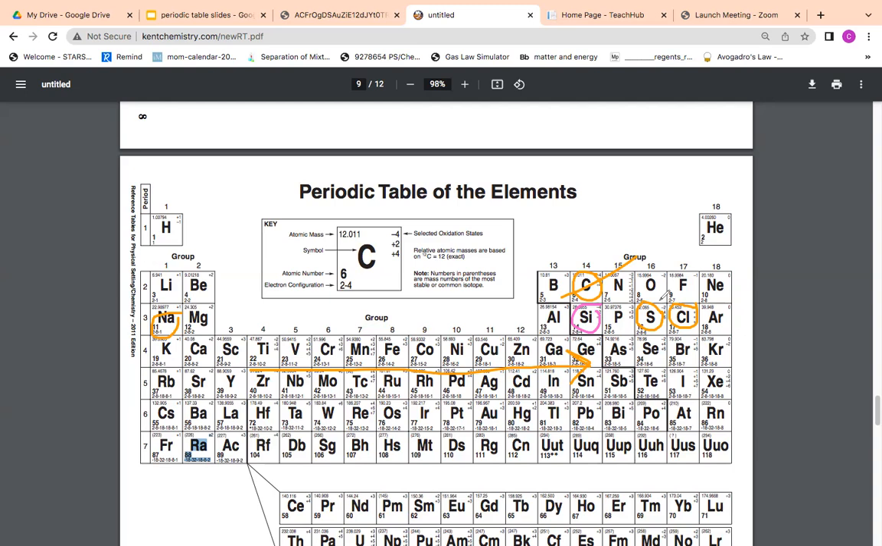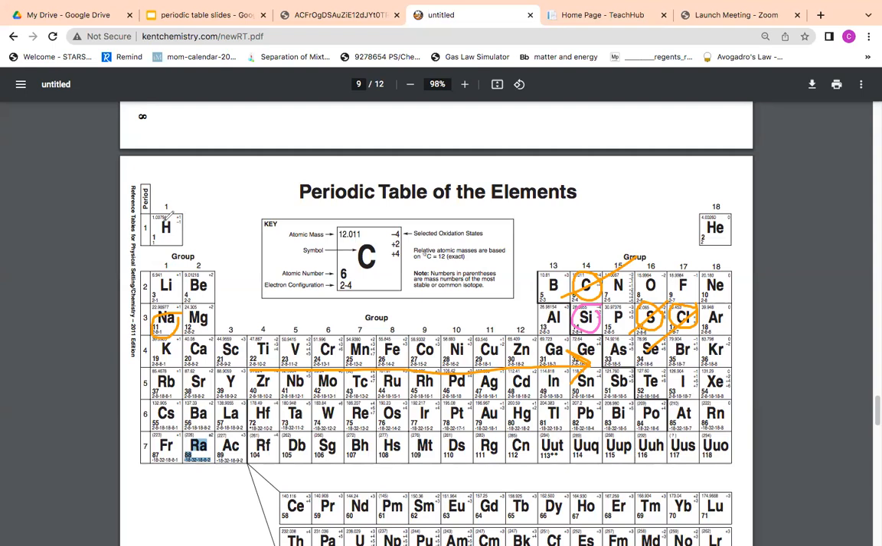So sulfur and chlorine are even smaller than silicon because they have more protons in their nucleus, meaning that the nuclear pull is tugging on those electrons more strongly and pulling them closer to the center. Sodium, on the other hand, is a metal, and it doesn't have nearly as many protons as these guys over here. So there's not that much nuclear pull. So sodium is going to be the largest one.